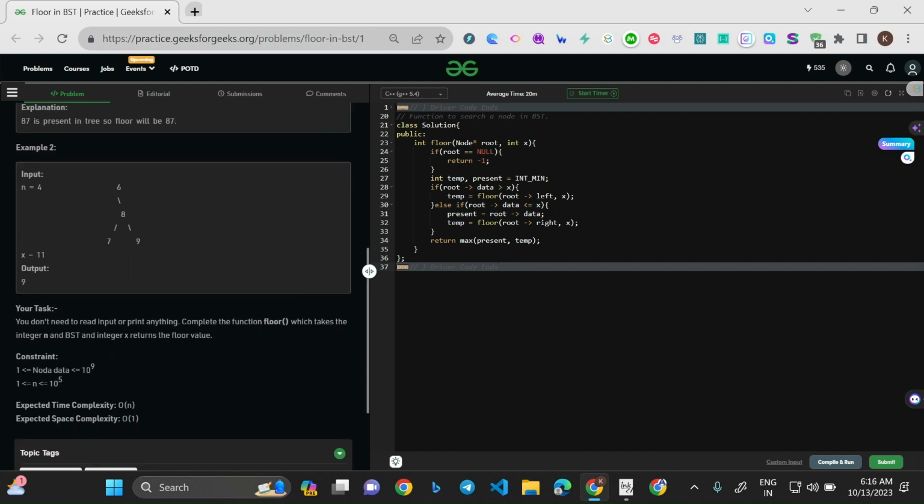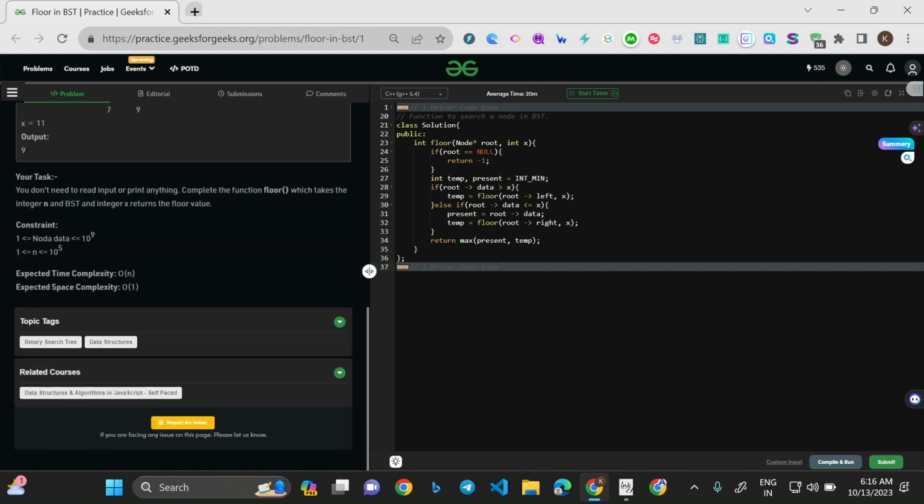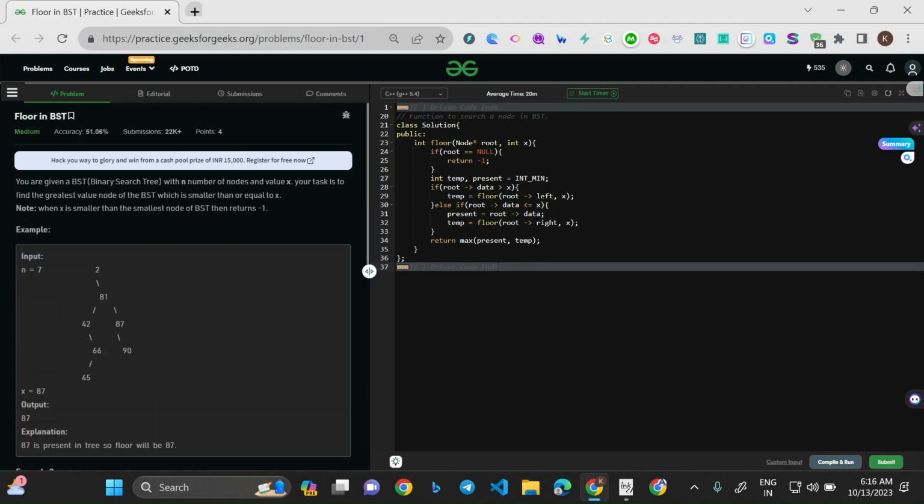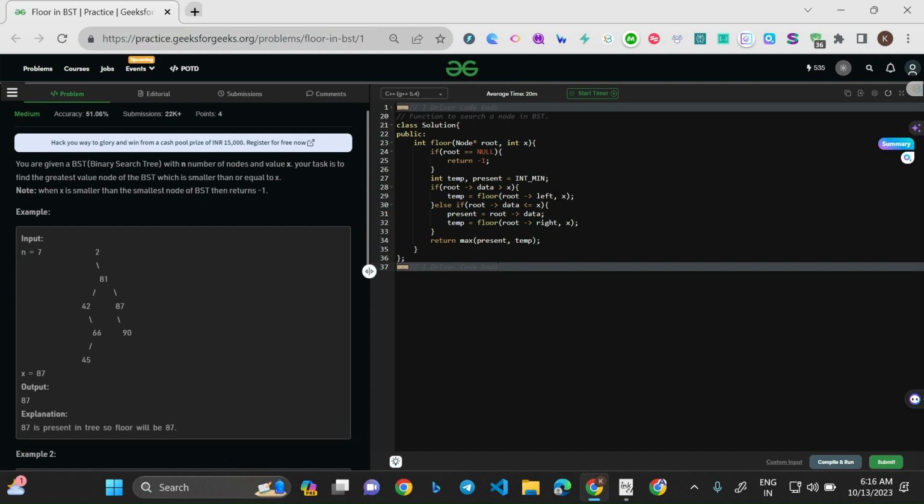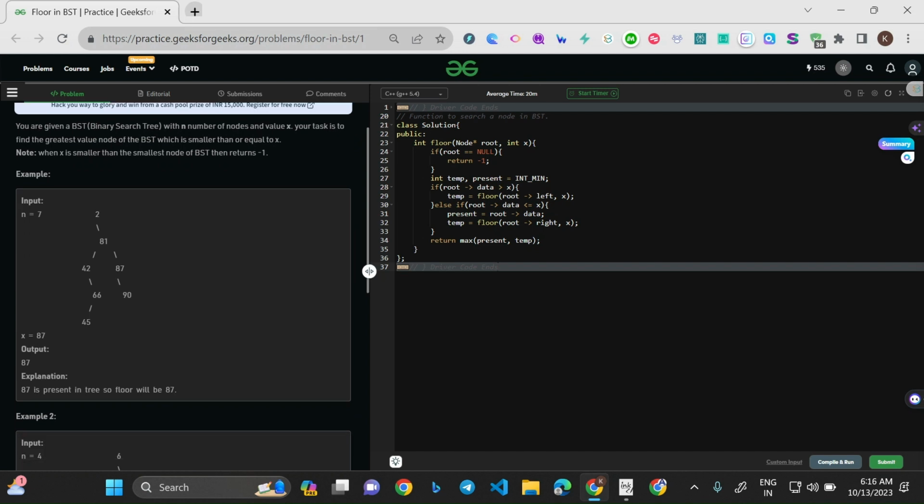And the companies have not been given, so we have no idea what companies have actually asked this question. So let us first understand the question. You are given a BST, binary search tree, with n number of nodes and value x. Your task is to find the greatest value node of the BST which is smaller than or equal to x. And note, there's a note given: when x is smaller than the smallest node of the BST, then return -1. That's it. So this is the question.